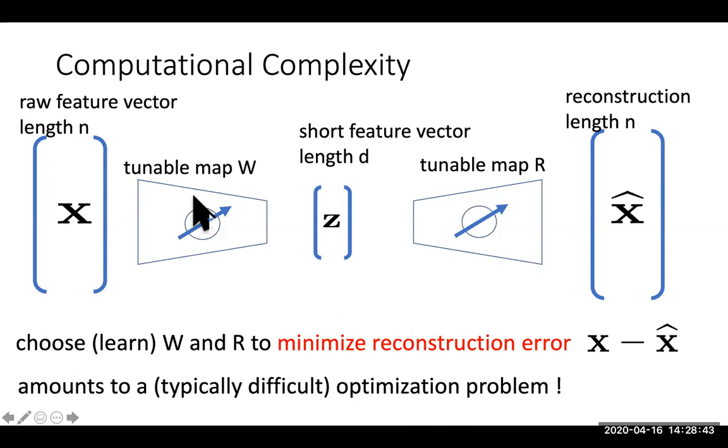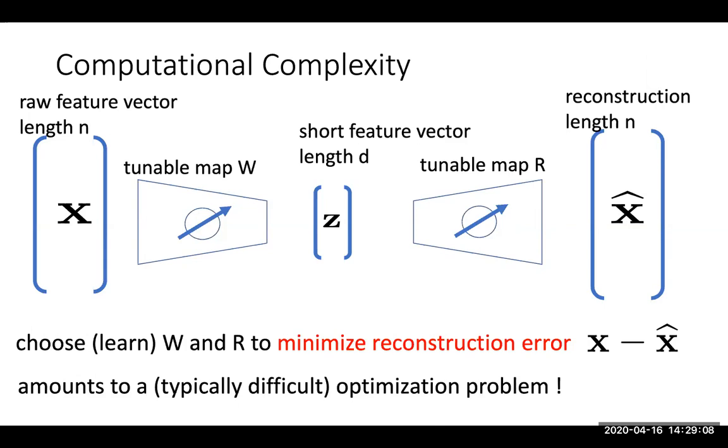Sorry? Yes? I can't imagine a problem where we can use this reconstructed X vector. If we have some labels, then I understand the problem. But for which case can we use this reconstruction?